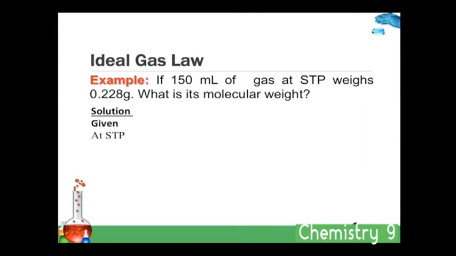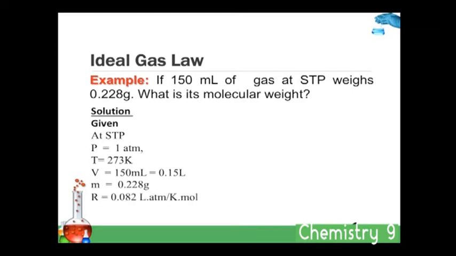At standard temperature and pressure, pressure equals 1 atmosphere. Temperature equals 273 Kelvin. And the volume given is 0.15 liters. We know that it weighs 0.228 grams. And the gas constant needs to be looked up online or in a table, and it is 0.082 liter atmospheres divided by Kelvin times moles. Remember to look up each gas constant with the correct units for your problem.